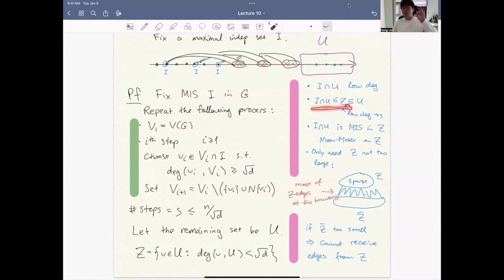For otherwise, there exists a vertex, a blue vertex in I, in the remaining set U, that has degree at least square root D. That means the process shouldn't stop. It should have carried on.